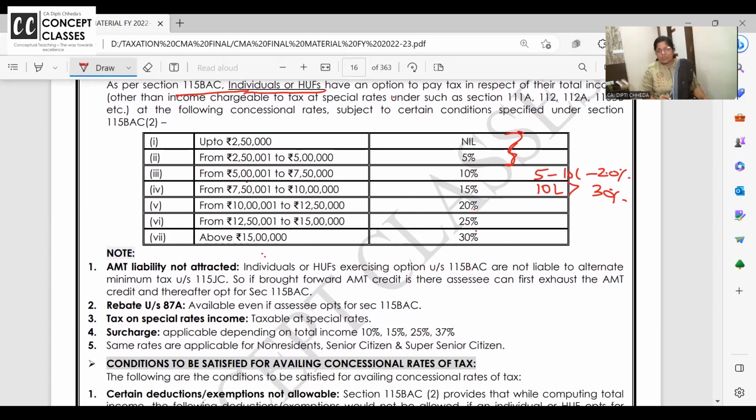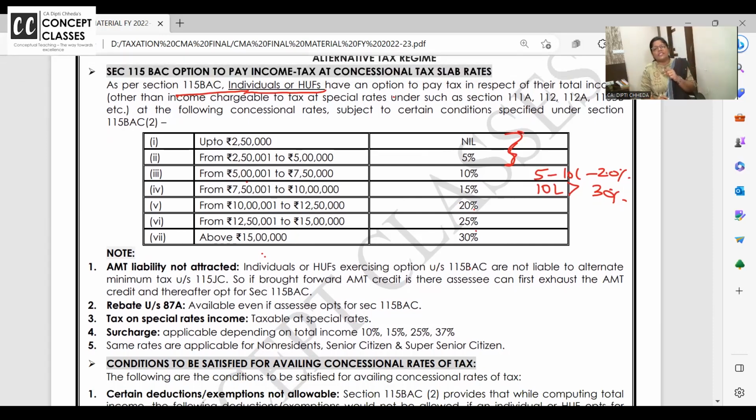Alternative minimum tax, which is also applicable for individuals and HUFs, we will see in tomorrow's class. It is the minimum AMT you have to pay irrespective of your tax rates. So, if individuals and HUFs opt for 115 BAC, then they are not liable for minimum AMT, that is minimum tax as per 115 JC.